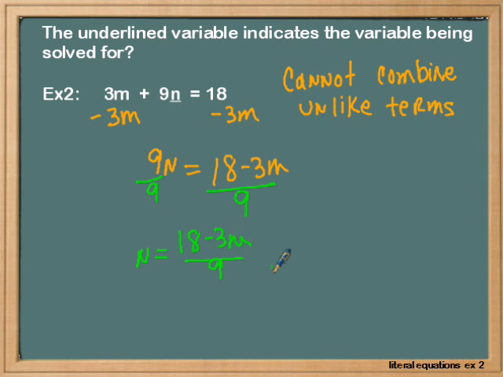Now, can you think about another way to write that? I just expressed it to you in the last slide. We can take that 9 and divide it into both the 18 and the 3m. So work ahead of me right now and go ahead and write the other way for this equivalent fraction. It would be 2 minus m over 3.